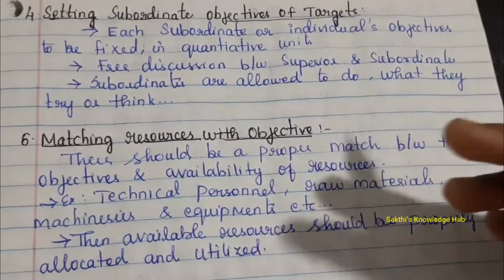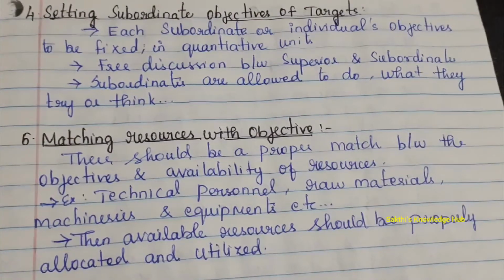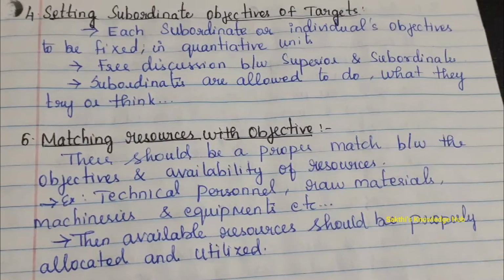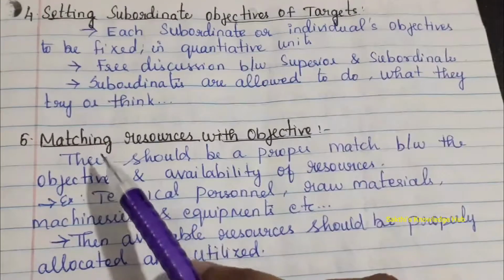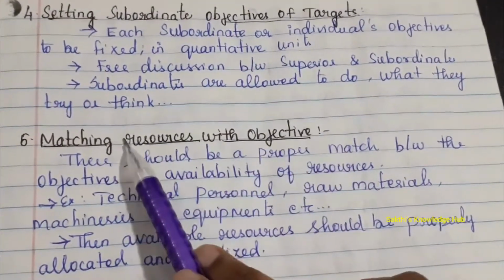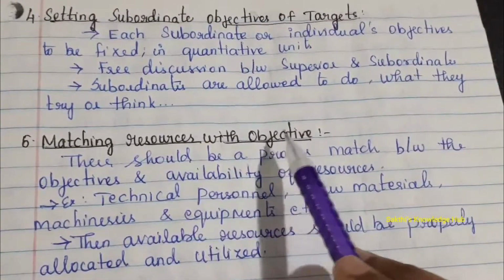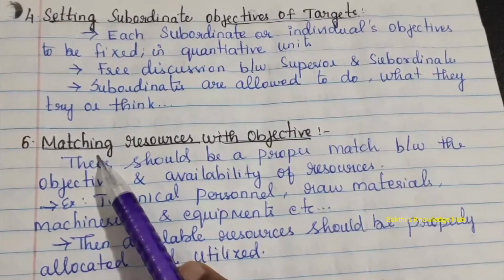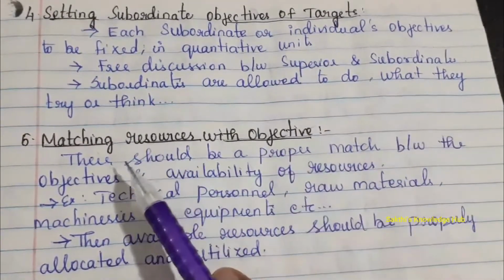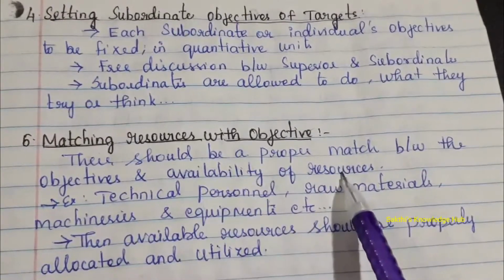Automatically, if the subordinate is allowed to do a work, definitely that will help that individual to come up with new ideas or new suggestions, and surely that will help to achieve the organizational objective. And the next process is matching the resources with objective. The available resources or the required resources to achieve one particular objective will be matched or calculated. There should be a proper match between the objective and the available resources.